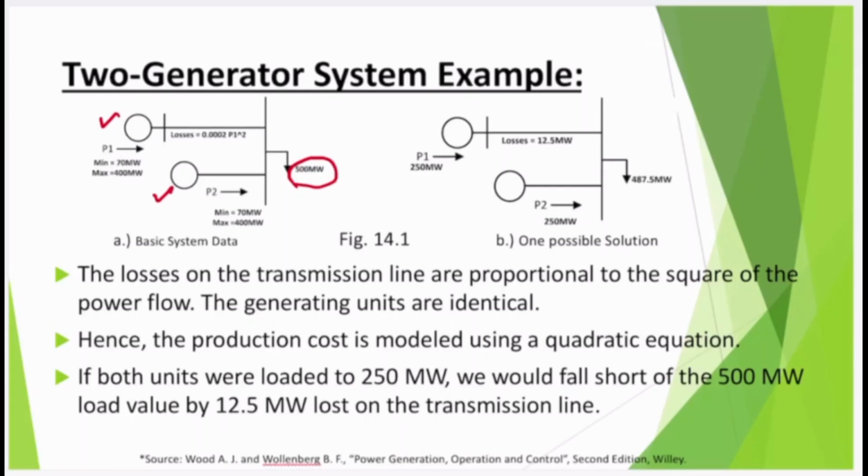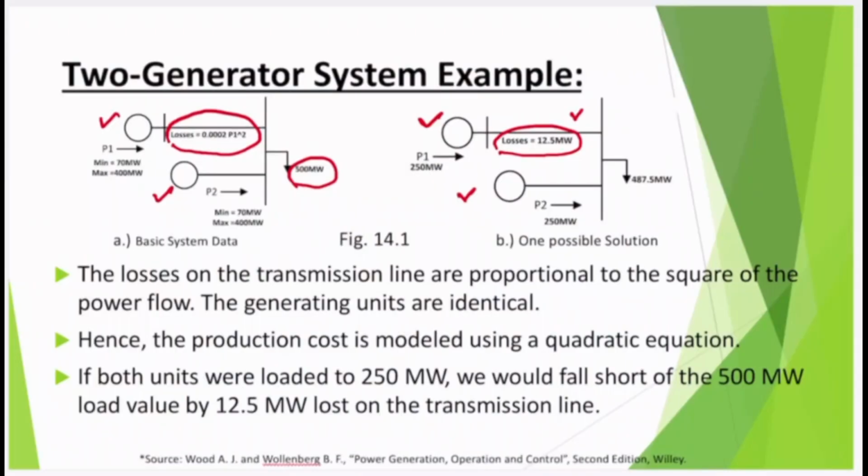So if you look at this example of actually figure 14.1, the first generator has been connected through a transmission line, where we possess a loss which is close to 0.0002 P1 square. One can also consider a similar example where we have a generator P1 and generator P2. This transmission loss, instead of a function of P1, has directly been given to you: the loss is going to be 12.5 megawatt.